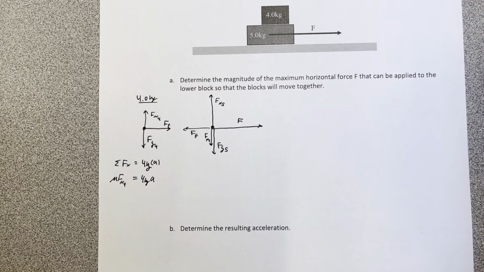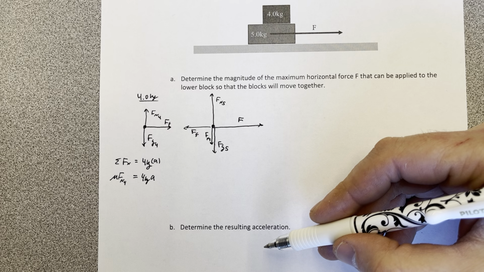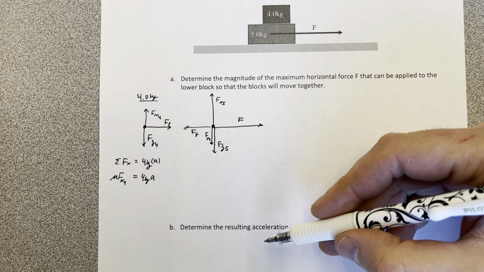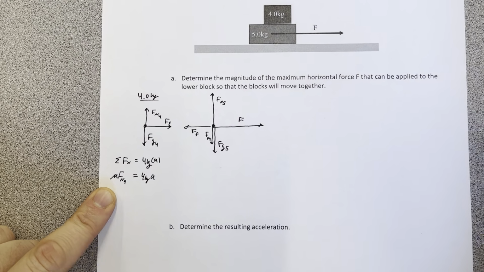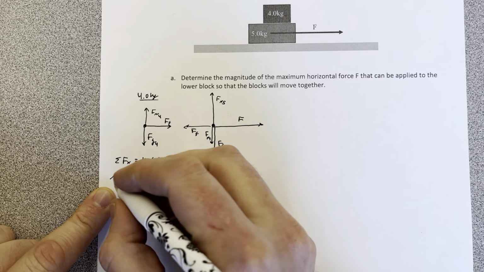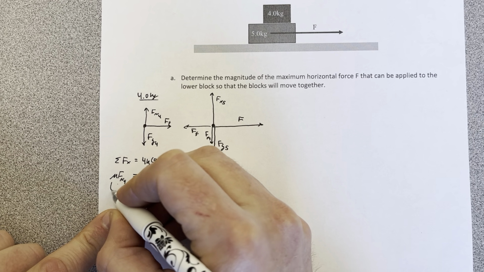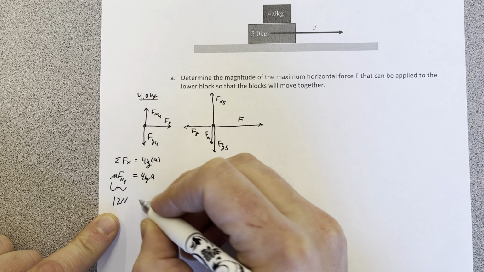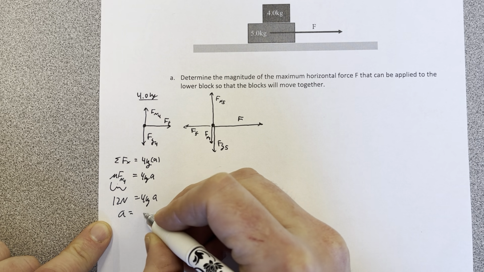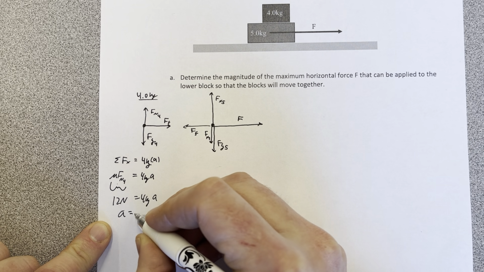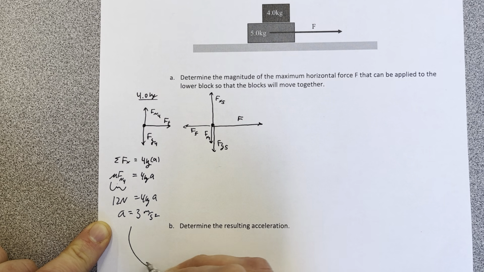So right away, I can immediately figure out, oh, I'm sorry, you don't have mu. Oh, this we know to be 12 newtons. That's my bad. Equals 4 kilograms times A. So we do know A right away. 12 divided by 4 is 3 meters per second squared. So we already have that.